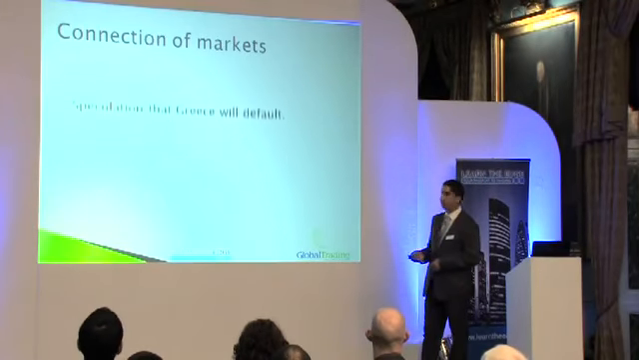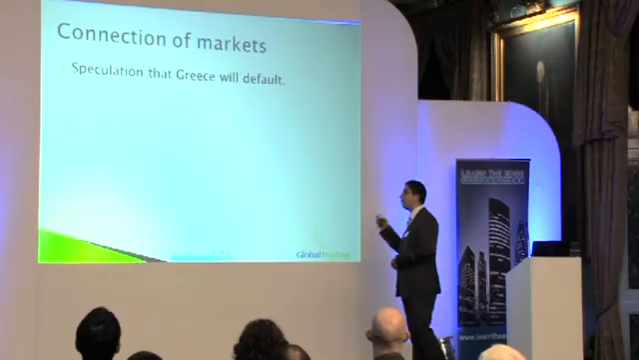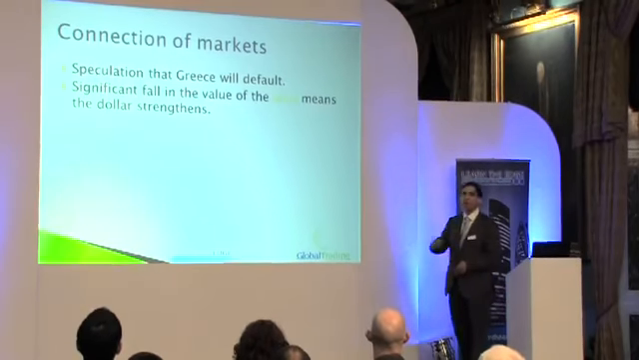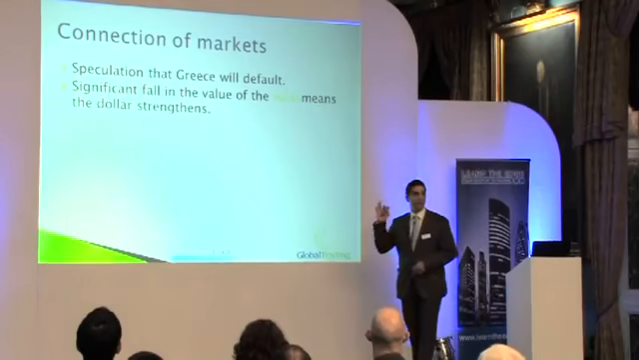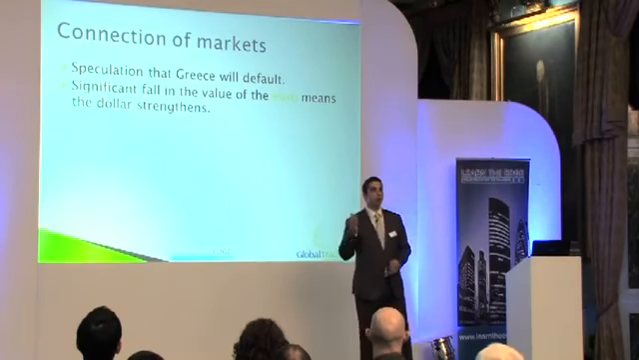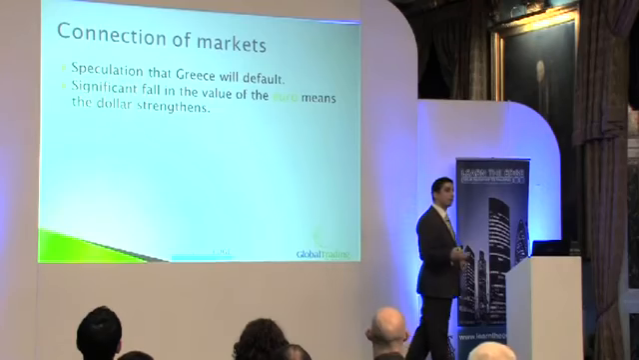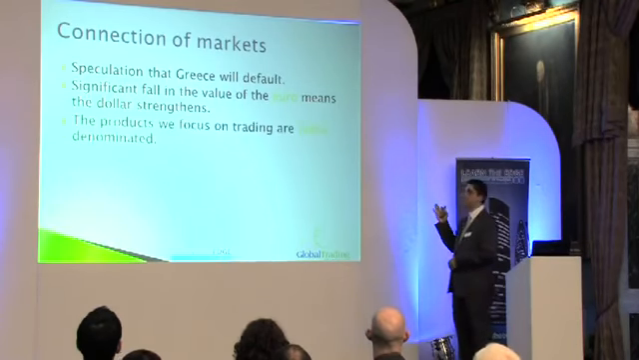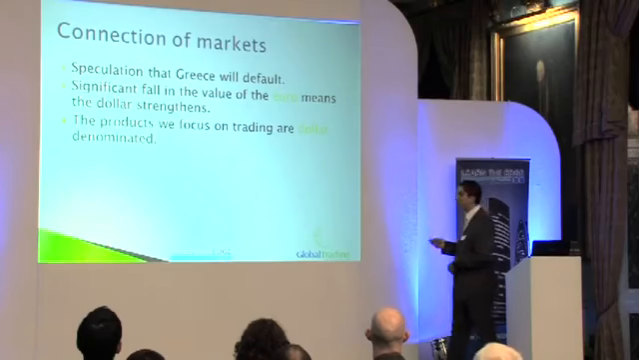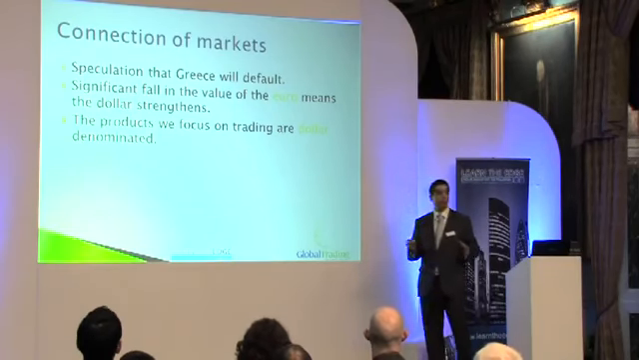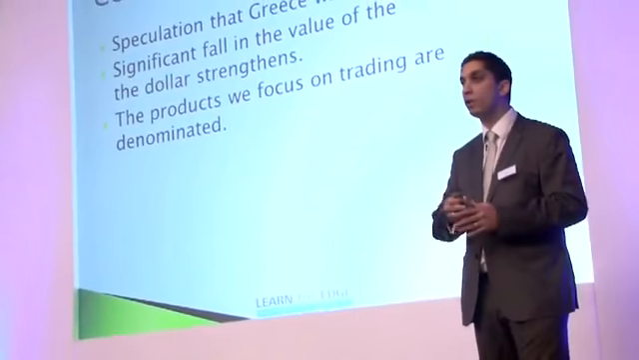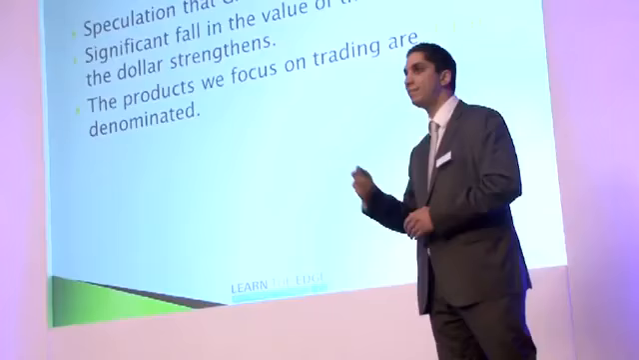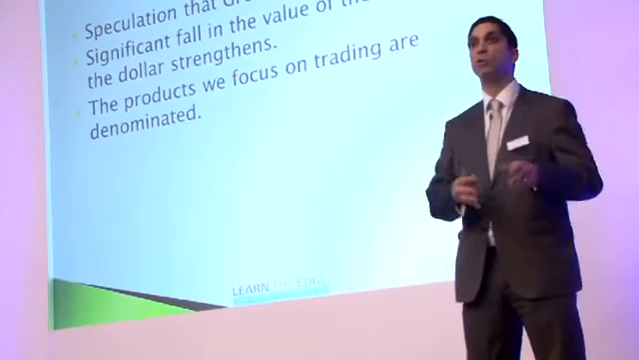It's the connection. It's the connection that people are speculating that Greece will default. If Greece defaults, then the euro will take a hit. The value of the euro will go down. Like we talked earlier, the value of the euro goes down, the dollar will go up. And if the dollar goes up, as we mentioned, all these products are dollar denominated. So even though they've got nothing to do with Greece, all because they're traded in dollars, there's a link, there's an opportunity, and that's what you need to identify.